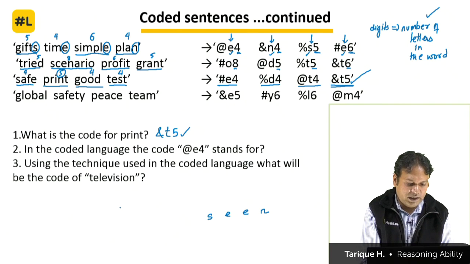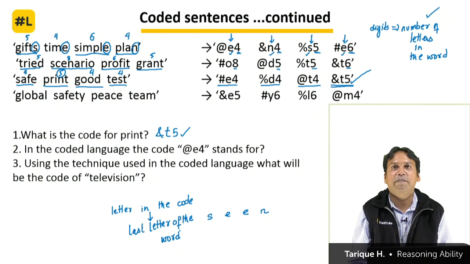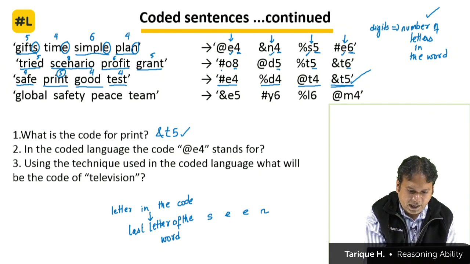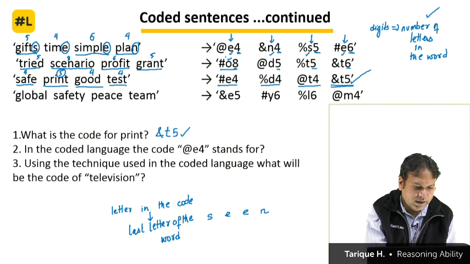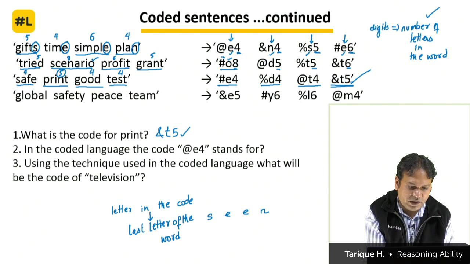That means that the letter in the code basically tells us the last letter of the word. That is how simple it can make it, so we know every letter. For example here, look at this, hash O8. O, scenario, last letter is O, clear? And the first symbol here is hash.